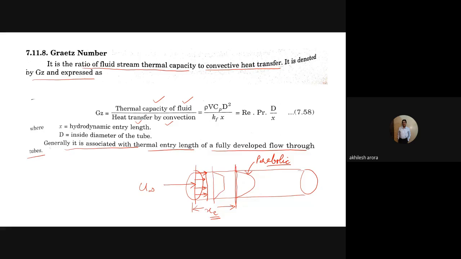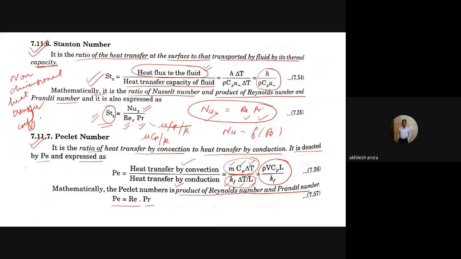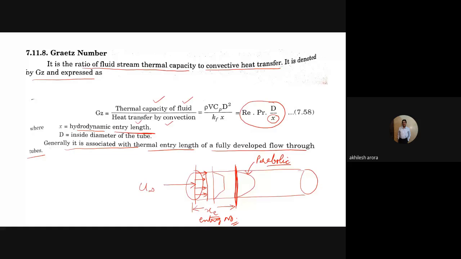The length after which the profile is fully developed is known as the entry length, and this number is related to that condition. It is equal to Reynolds number into Prandtl number into D by x, where x is the hydrodynamic entry length. You should remember it. These were some of the numbers which we discussed. They are very important, whether you are appearing for some competitive examination or for some viva voce.